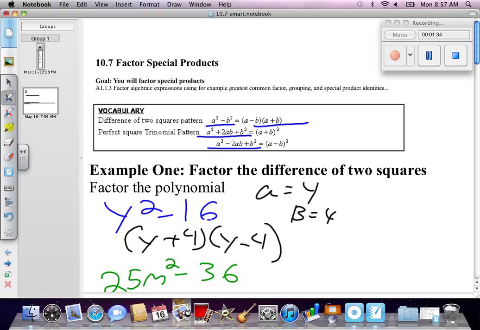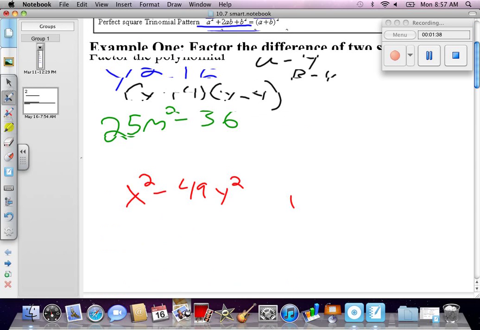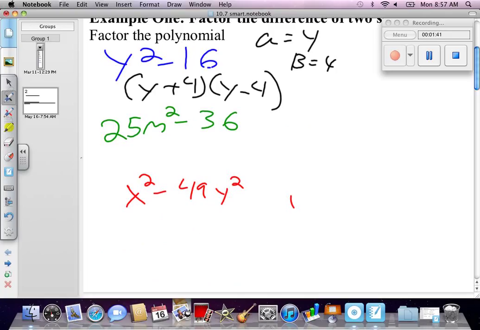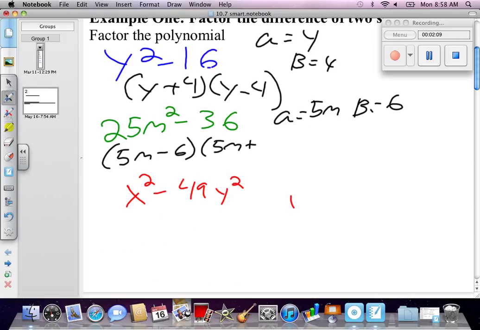Let's try another one. What is the square root of 25m squared? Nobody knows what the square root of 25 is? I don't really believe that. What is it? 5. So we've got 5m. And b would be, what's the square root of 36? 6. Come on, guys. Okay, now it's just like that pattern. It is 5m minus 6 times 5m plus 6.